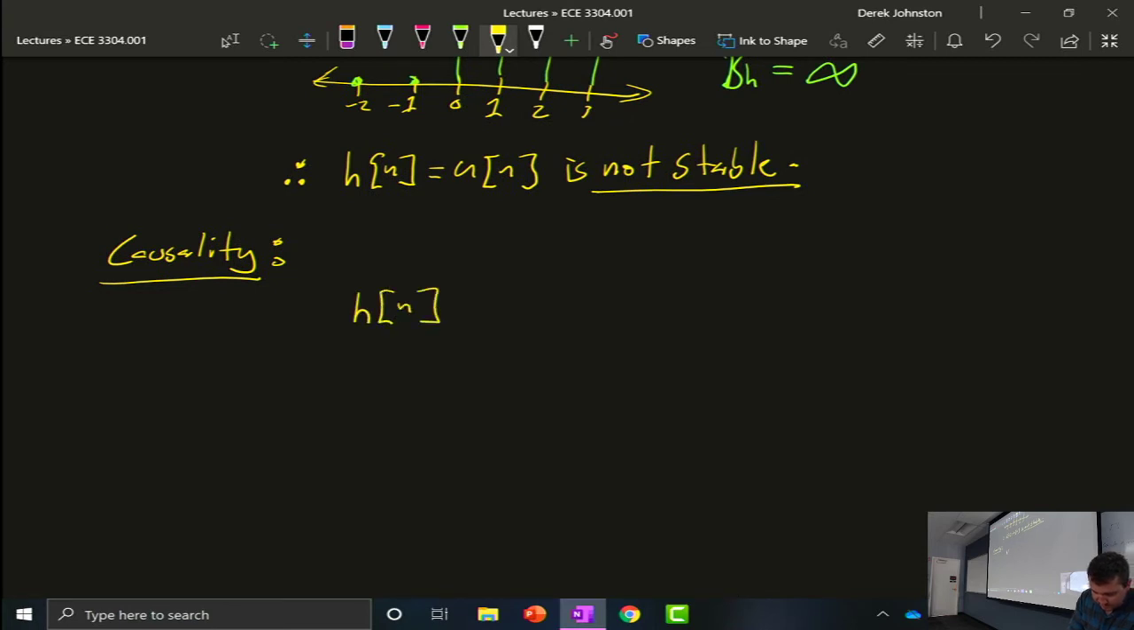h of n is equal to 0 if n is less than 0, right? It means when you're designing your impulse response, you can't put anything before 0. Nothing. Your impulse response can't have anything that happens in the future. Does that make sense? So we can only start at 0 and go afterwards.